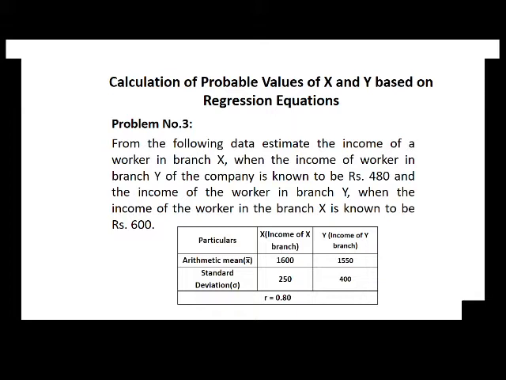Here the income of branch x is represented as the x series, and the income of branch y is represented as the y series. The arithmetic mean of branch x is 1600, and the arithmetic mean of income of branch y is 1550. The standard deviation of branch x is 250, and the standard deviation of branch y is 400. The correlation of x and y series is 0.80. That is the given information.